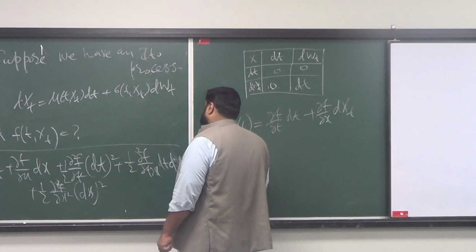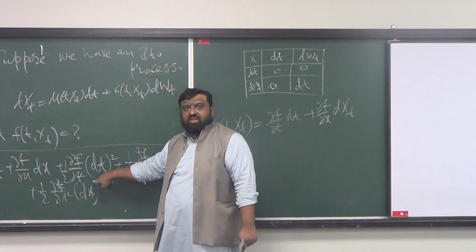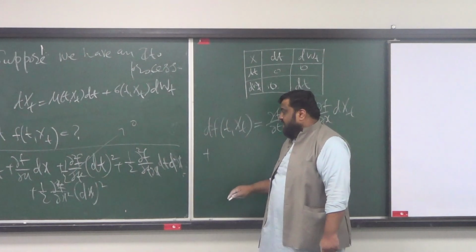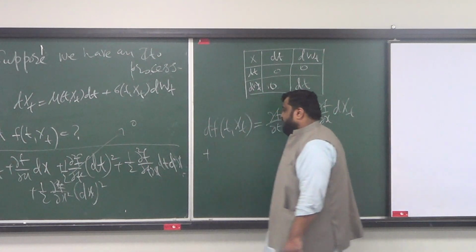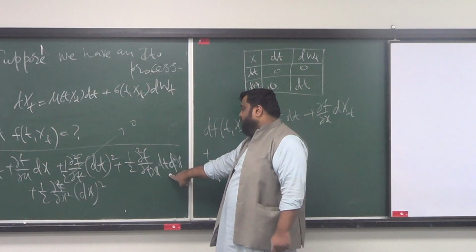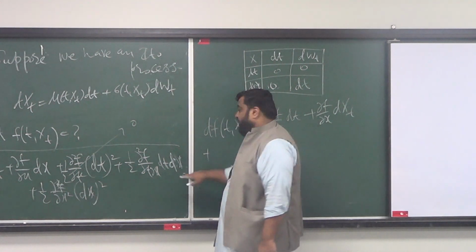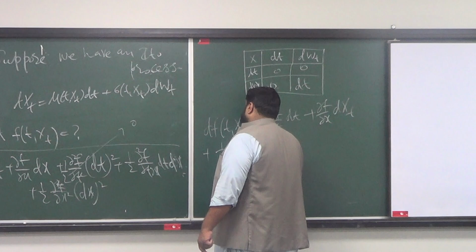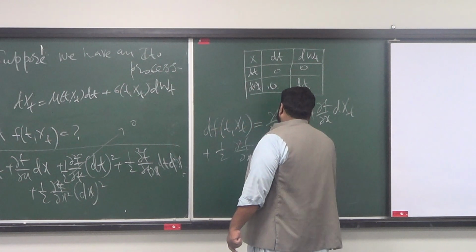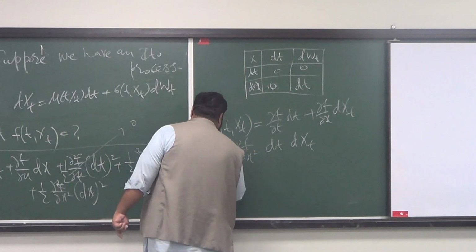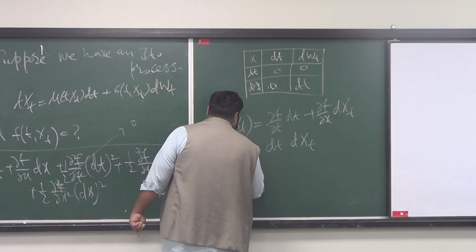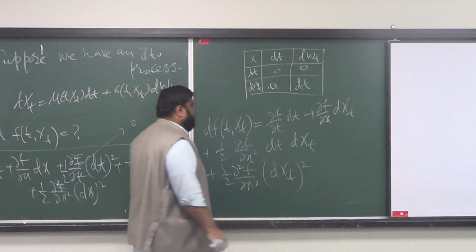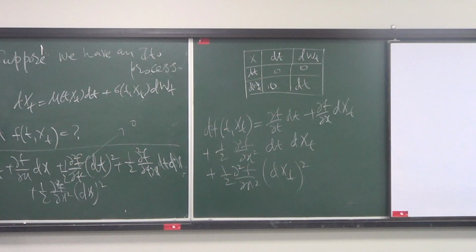Plus, what would be this term? This will go away, I'm not interested in it. How about this term? Some part of it is going to survive. Because if I have 1/2 partial 2f by partial x2 with dt dxt, plus 1/2 partial 2f by partial x2 with dxt square, this term will go away, the rest of the terms will survive.